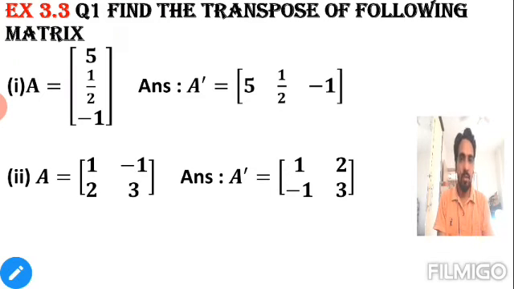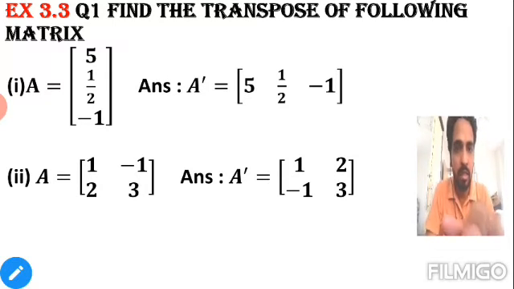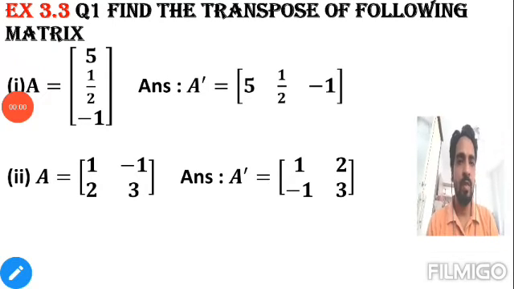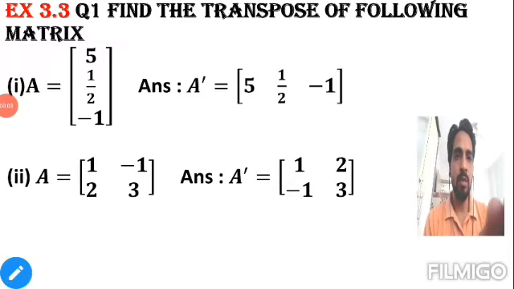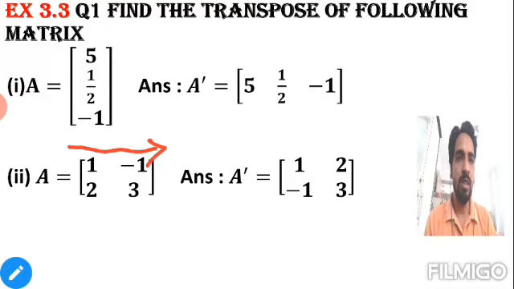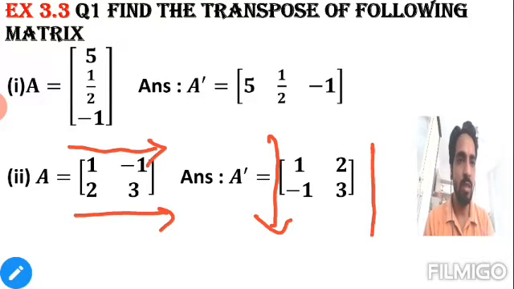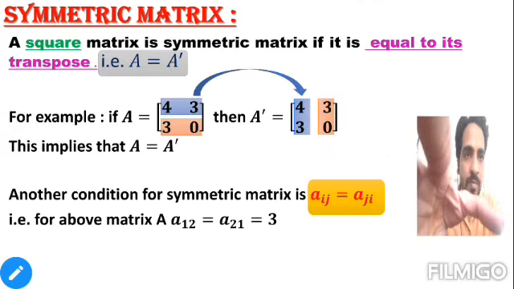Same way for the second matrix A, that is 1 minus 1 as the first row, 2 3 as the second row. While writing the transpose of this matrix, this first row we are going to make a column, means 1 minus 1, that I was writing row-wise, I am now writing column-wise. Here this 2 3 which is row-wise, I am writing column-wise. So this way we write the transpose of the matrix.